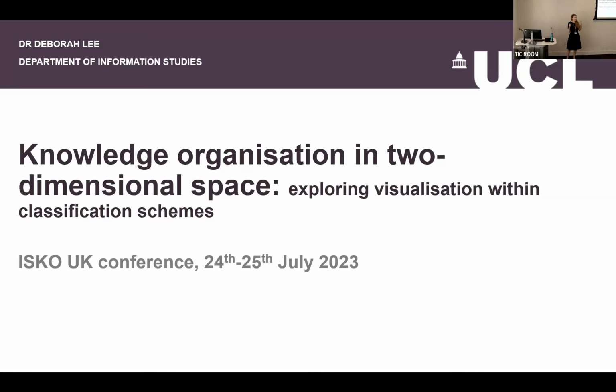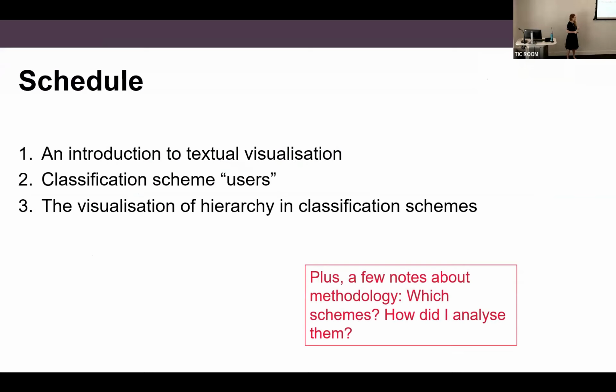And these visual aspects of our library bibliographic printed classification schemes are what I'm going to be talking about today. That's my focus for today. So what are we going to do? Well, I'm going to start with a very brief introduction to textual visualization because Marcia showed us some amazing pictures, but that's not the sort of visualization I'm talking about today. I'm talking about visualization of basically entirely text.